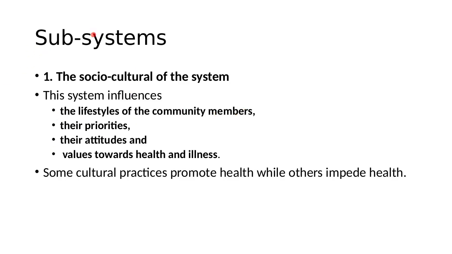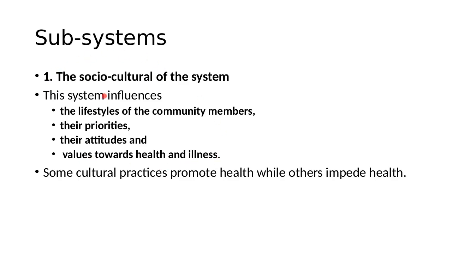So I was talking about subsystems, and I was saying that these subsystems normally interact with each other, and for the whole community to function well, these social systems have to interact well with each other. So these social systems include the socio-cultural system. The first one is the socio-cultural system, and this system influences the lifestyle of the community members, their priorities, their attitudes and values towards health and illnesses.